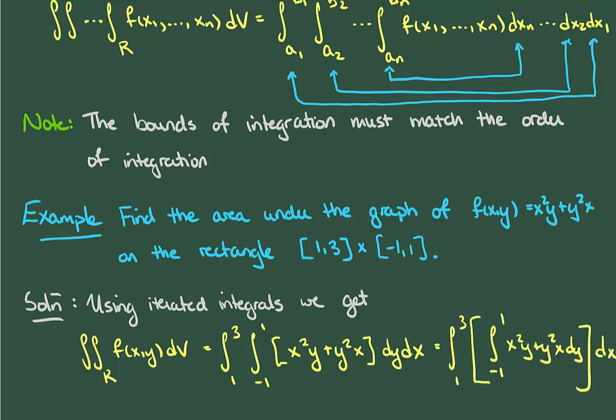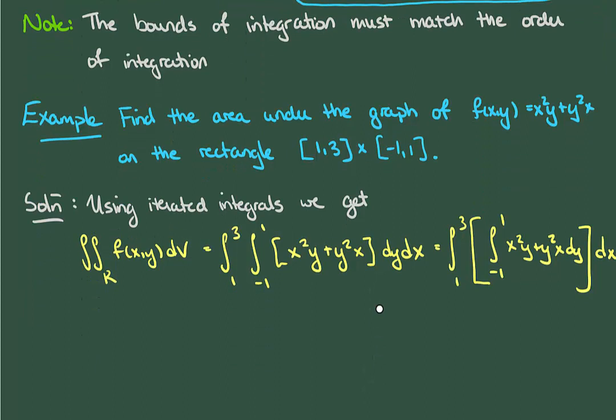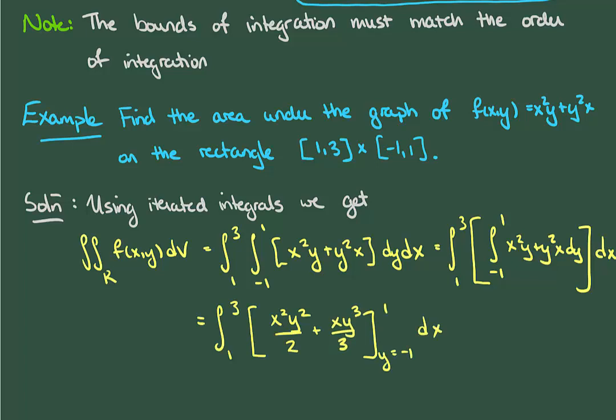We'll evaluate the inner integral first, which is with respect to dy. This means that we're treating x as a constant. Integrating the y terms then gives us this. And in writing the bounds of integration, I like to write y equals -1 to 1, just to remind me which variable I'm subbing into. It's not at all necessary, but I find that it helps.